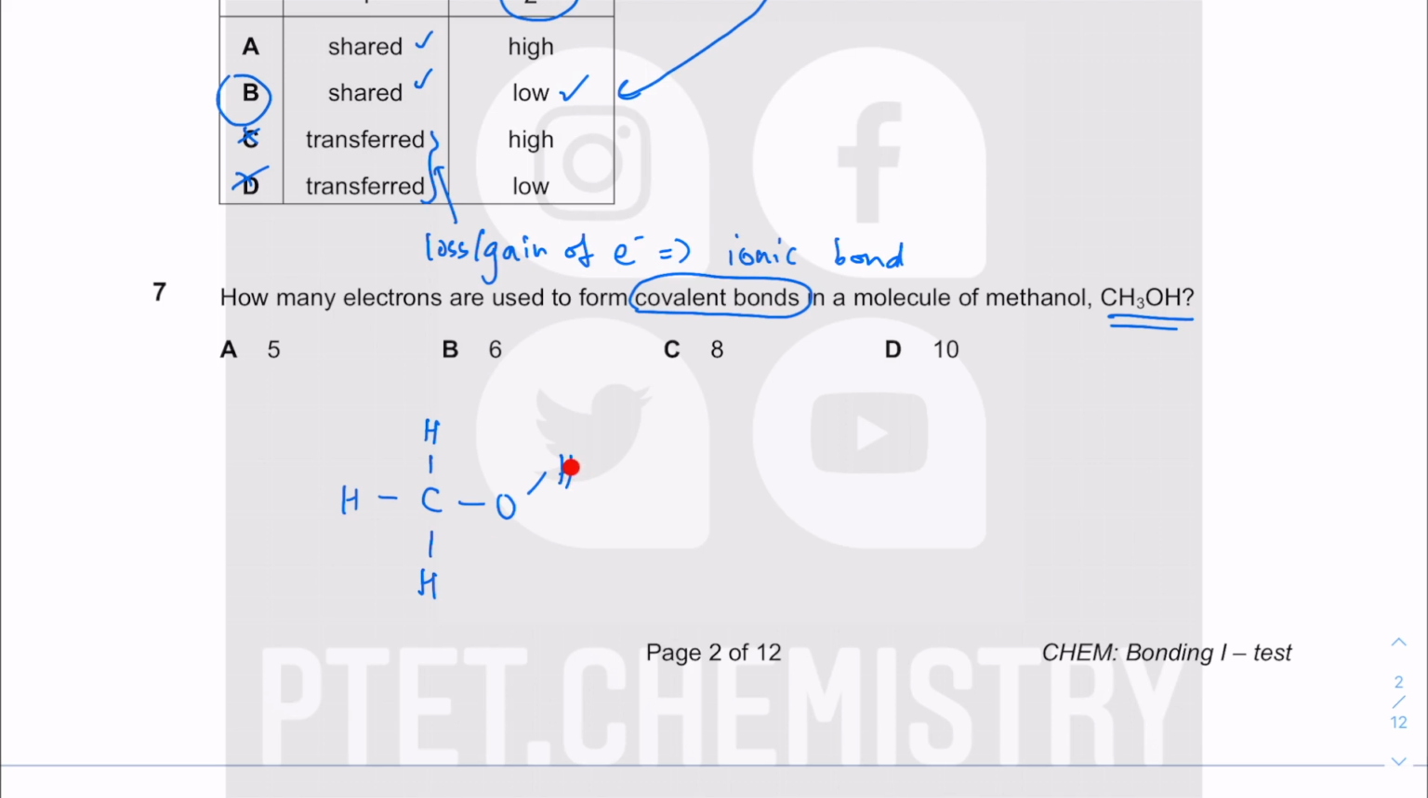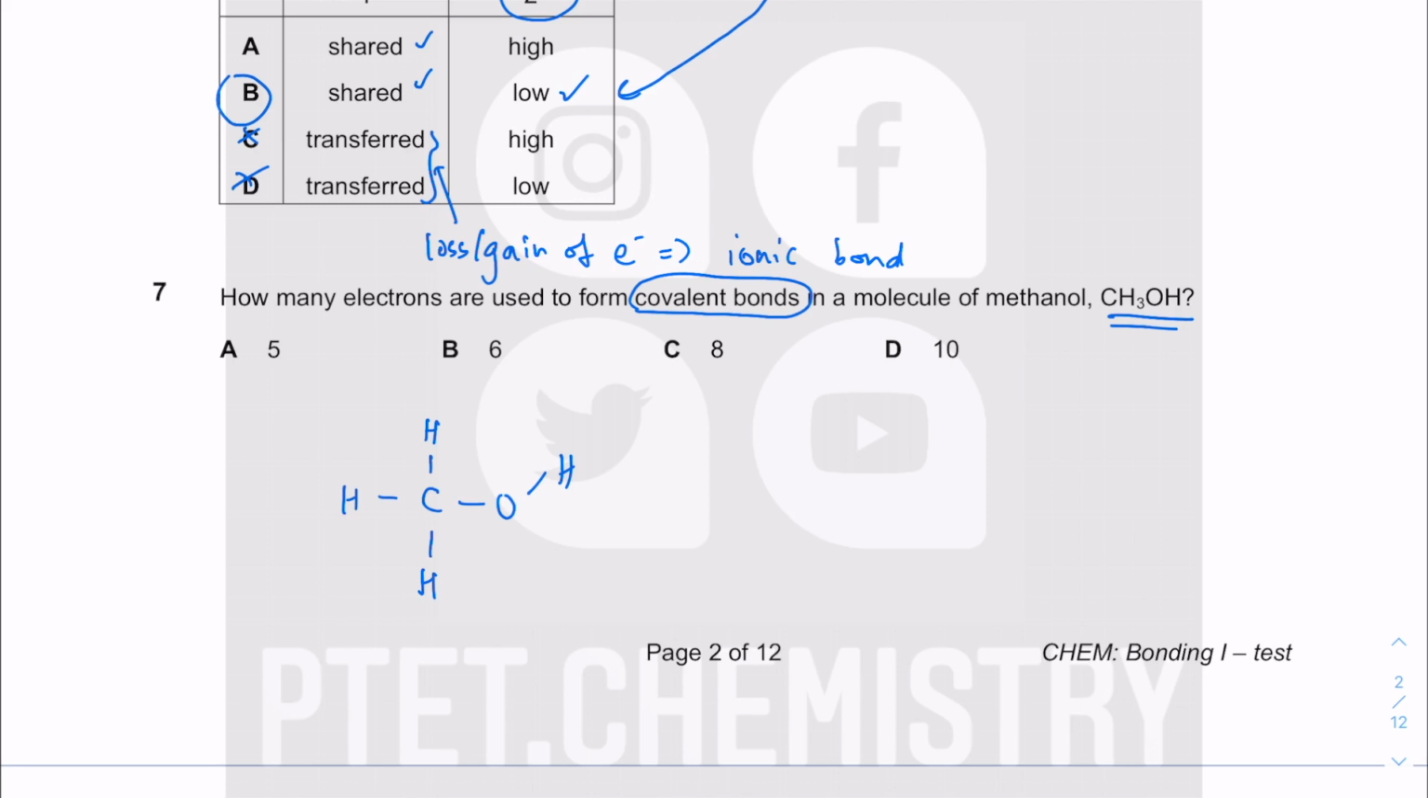Hydrogen has only 1 electron in the outer shell, which is the first shell, so it shares 1 electron with oxygen, so it forms a single covalent bond. 1 plus 1 gives you 2, and the reason is because hydrogen has its electron in the first shell. The noble gas helium only has 2 electrons in the outer shell, because that's the maximum that the first shell can accommodate, and these are all part of atomic structure, the previous topic.